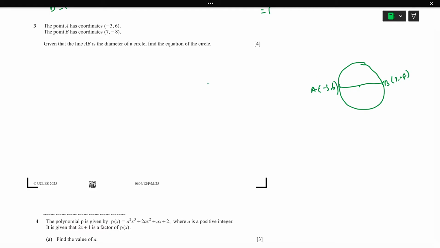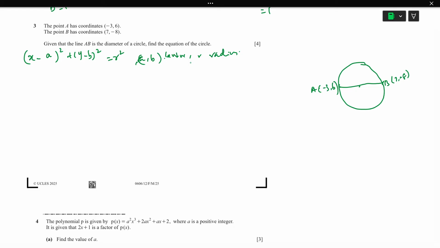Find the equation. We know the circle equation formula, which is x minus a whole squared plus y minus b whole squared equal to r squared. The formula is already given in the formula sheet. So a, b are the center, and r is the radius.